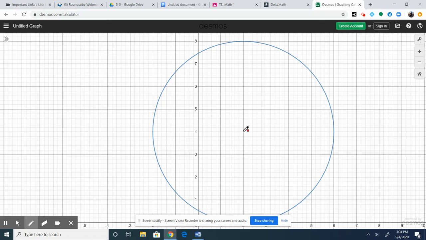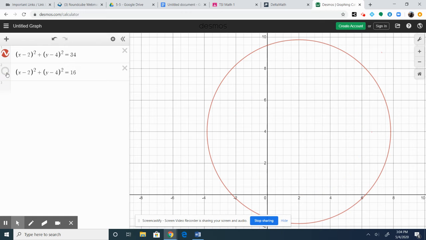As an example, for this circle, we can easily count from the center, which is right here at 2 and 4, to the outside of the circle, which is 1, 2, 3, 4. And that would be our radius. But there are some circles that aren't exactly perfect. As an example, I can go ahead and show you right here.